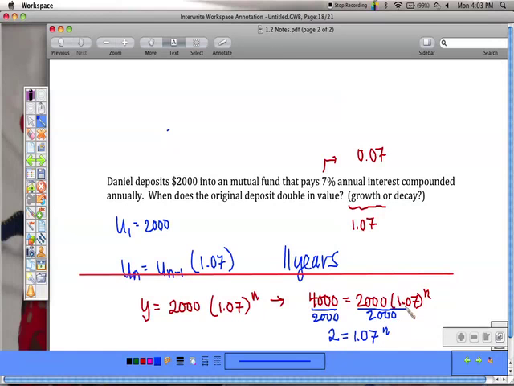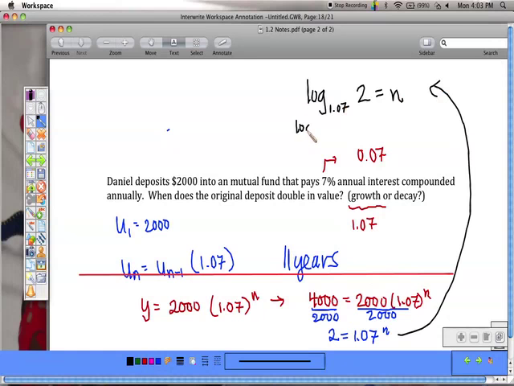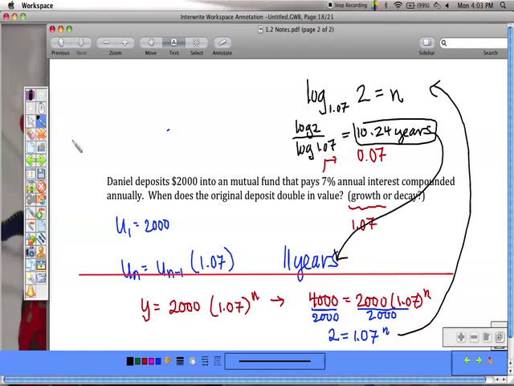Remember, if your exponent is a variable, you can use logs to solve. Alright, if I write this in log form, it's log base 1.07 of 2 equals n. Use change of base. So on your calculator, type in log of 2 divided by log of 1.07, and that gives you the answer. It's about 10.24 years. So here's the exact answer. Here's the answer we got recursively. So very close. And that's it.